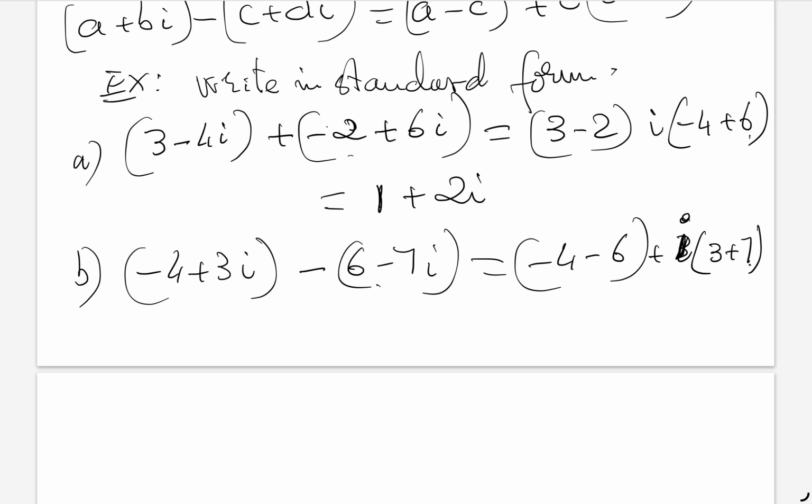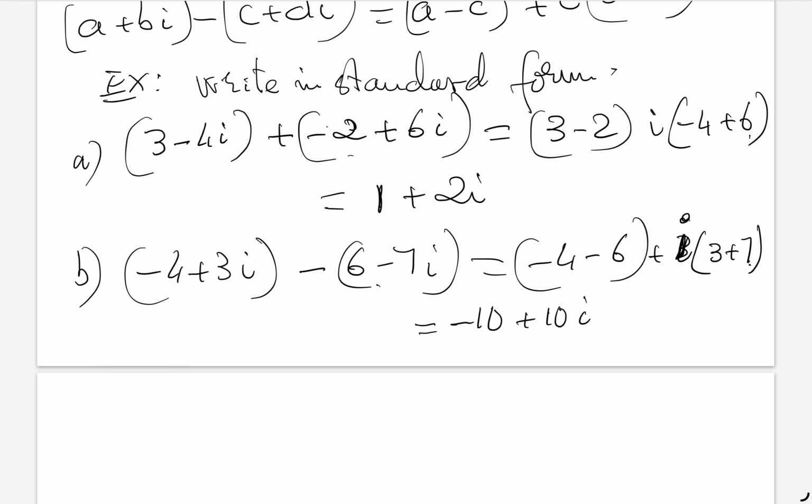Do you understand? You have a negative in parentheses. If you put the negative sign inside, this sign will change, it will be the opposite. Then here has to be a positive sign. That's why I put the positive sign. Okay? And then it will become negative 10, and then you have plus 10i. That's it. That's all you need.